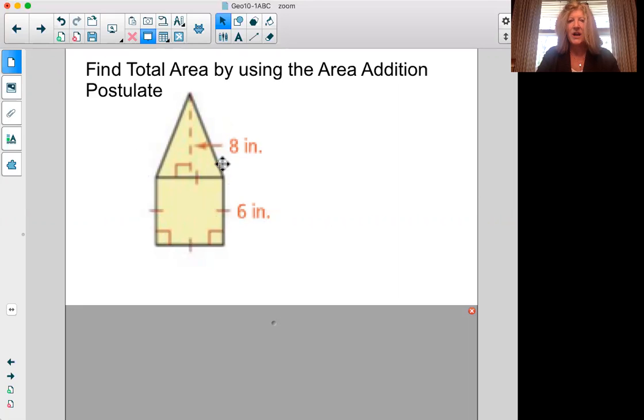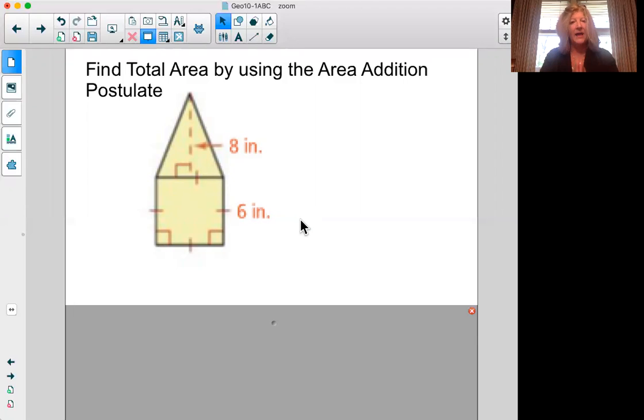And this is a triangle. But we'd need to know base and height. Well, we see this is the height, 8, but we need to use our logic to figure out what the base is, 6. So we could figure out the area of this triangle as well.